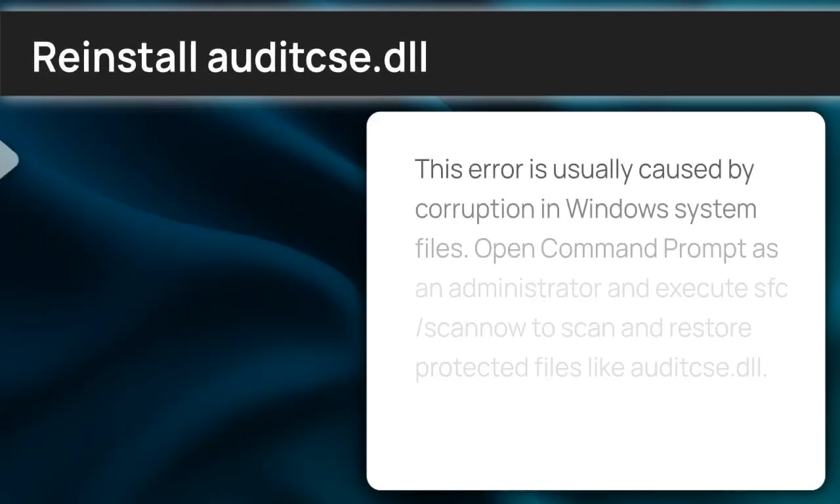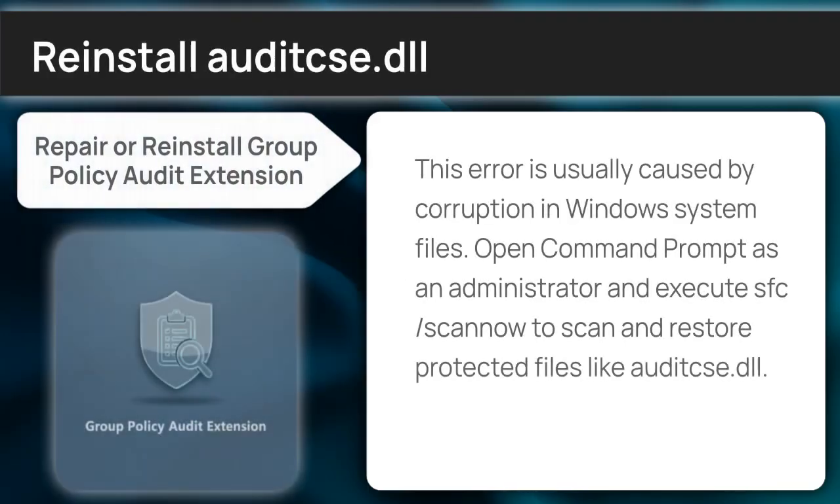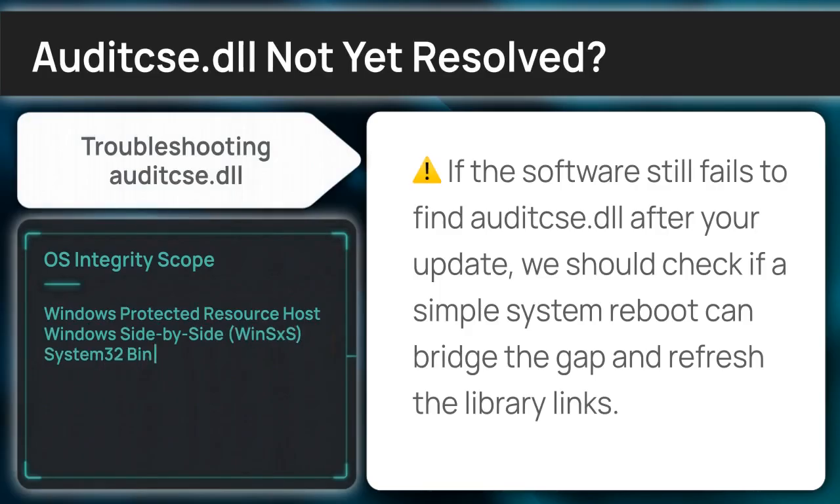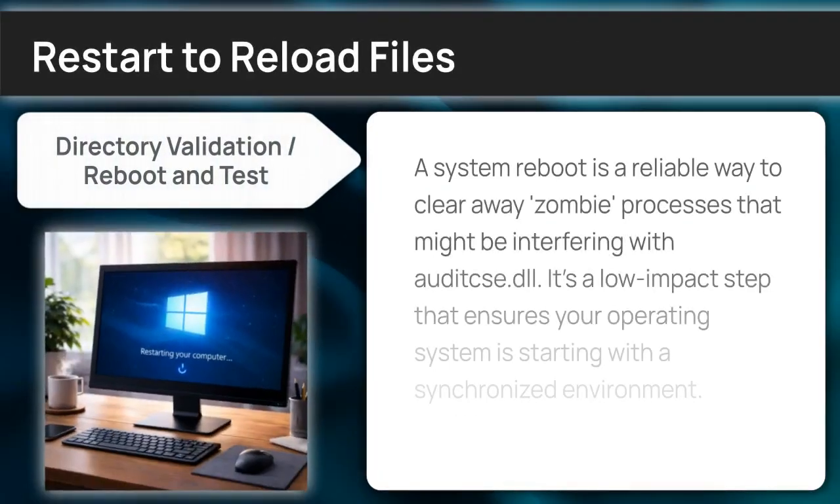This error is usually caused by corruption in Windows system files. Open Command Prompt as an administrator and execute sfc /scannow to scan and restore protected files like Auditcse Library DLL. If the error persists despite the new library files, we must verify if a simple synchronization conflict is preventing the file from loading. A full system restart clears the temporary memory cache and allows Windows to attempt a fresh initialization of all required libraries, including Auditcse Library.